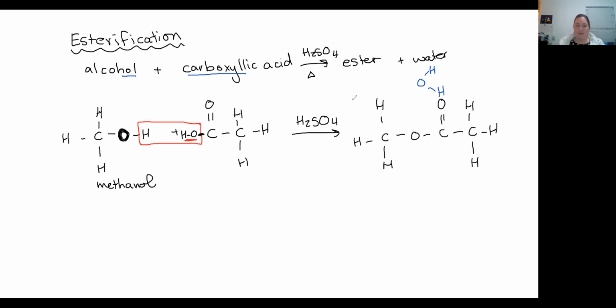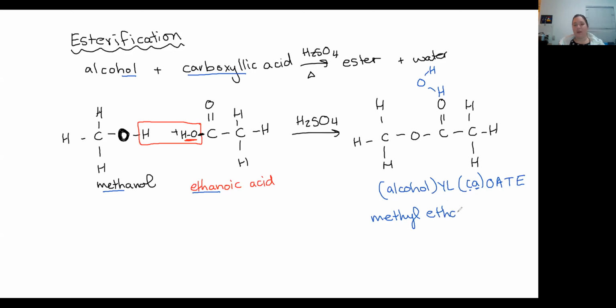The way that we name these, I'm going to teach you bad lessons for a lot of these things, but it works. There is no specific name and mine works. So this over here, remember, was ethanoic acid. I always name mine, and you never write this down because your teacher will think you're crazy, but it is alcohol-yl, carboxylic acid, -oate. So my alcohol was methanol, so this becomes methyl. My carboxylic acid was ethanoic acid, so it becomes ethanoate. And I find that that's a very easy way to remember it.